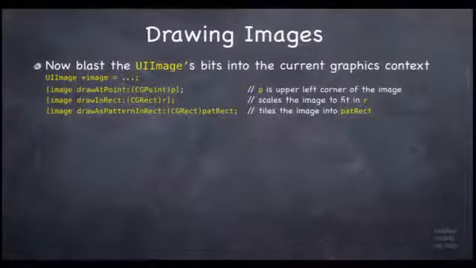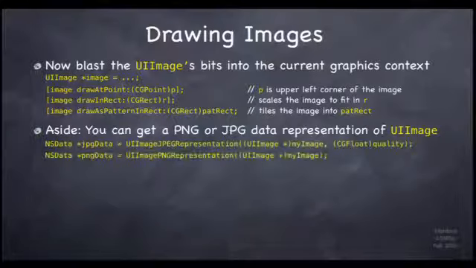Once you have this UIImage object, then you blast its bits onto the screen using either draw at point, draw in rect, or draw as pattern. One just draws it at a certain point, one scales it to fit into a rectangle, another one tiles it inside the rectangle. Just as an aside, if you have a UIImage, you can actually get its image data as a JPEG or as a PNG file using these two functions. Kind of fun. So that's a way you could actually draw an image, get the JPEG, save it as a file. You could create a JPEG with a custom drawing in it.